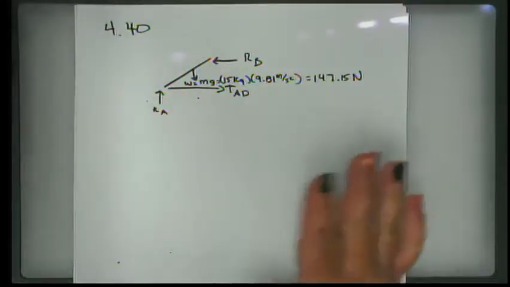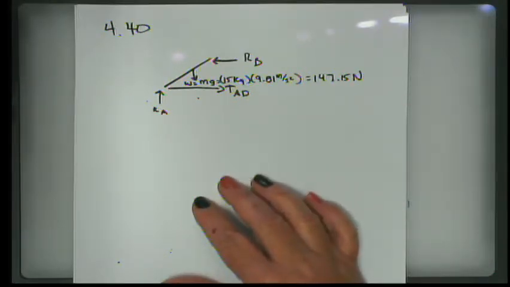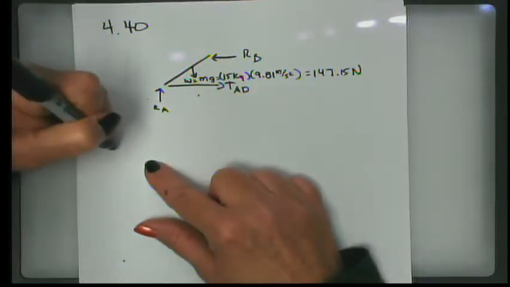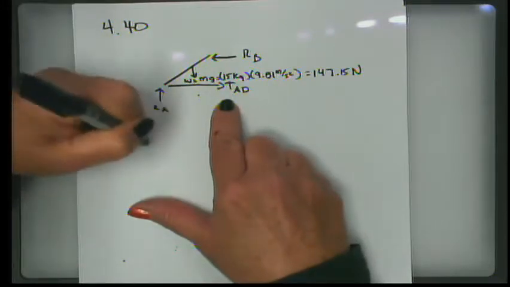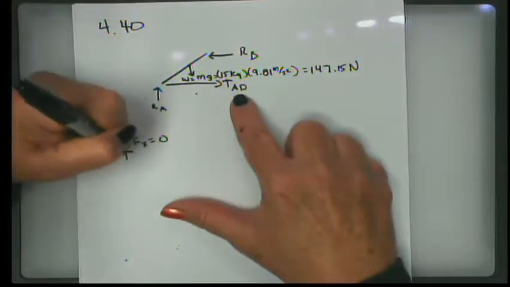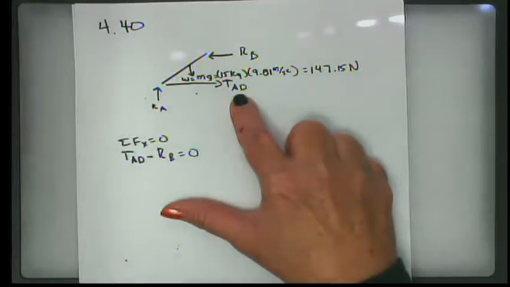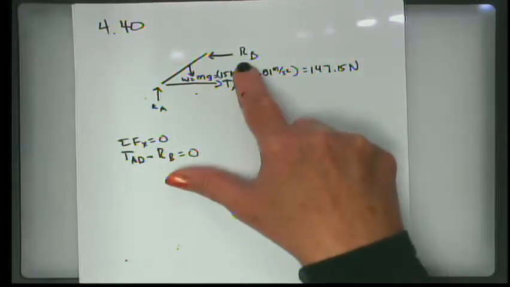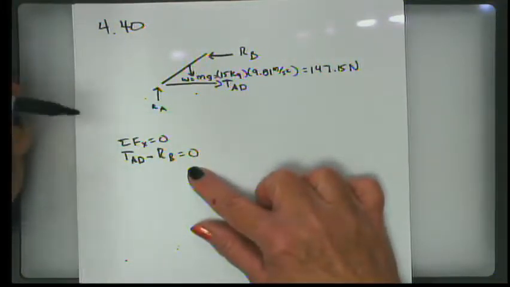All right, in this problem we have both horizontal and vertical forces, don't we? So in the horizontal direction, summation of forces in X equals 0. We have that T_AD, which is positive, minus R_B is equal to 0. So we know that the magnitude of the tension and the magnitude of R_B are going to be the same. They're just opposite in sense.